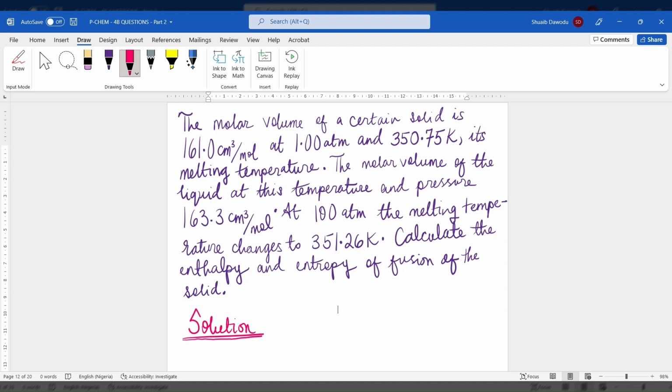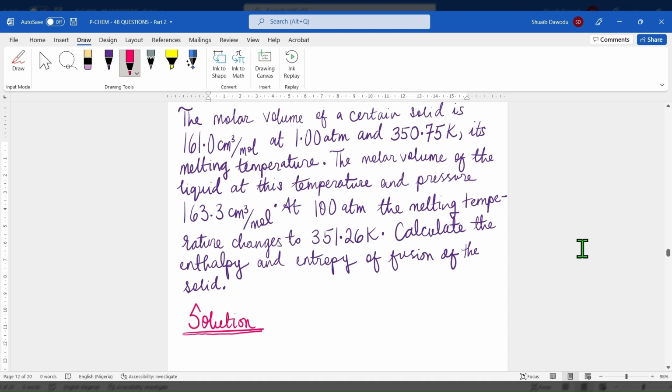This is the next part of the question. At 100 atmosphere, the melting temperature changes to 351.26 Kelvin. Calculate the enthalpy and entropy of fusion of the solid. So the first thing you have to do, like in any chemistry question, is break down the information and write out the parameters.